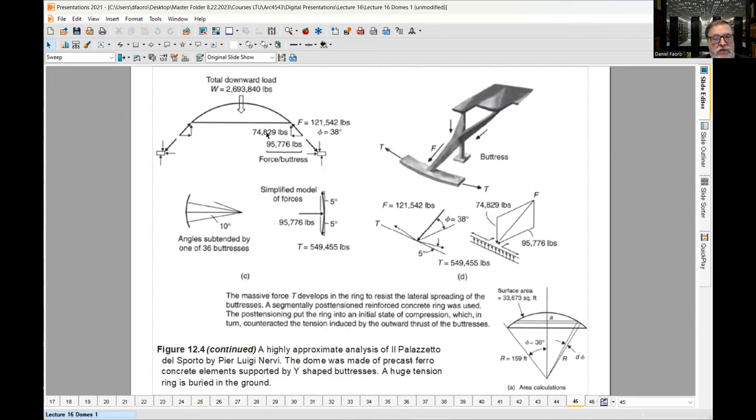The vertical reaction is 74,000. They're calculating the angle subtended by the buttresses here, so they know each segment. And then they've been able to calculate the thrust segment force, but also the tensile force going around that's tangent to the thrust ring at the base, almost 1,000,000 pounds.